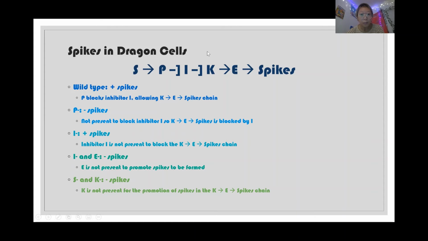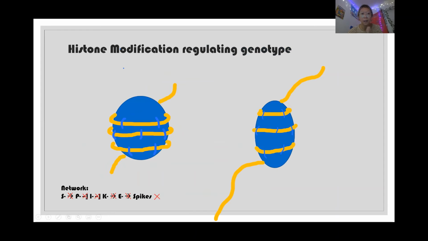And again, we're going to look at the protein that's further downstream, which is going to be K. And since K is not present, it cannot promote E, which promotes spikes. And so therefore spikes will not be formed in that cell.